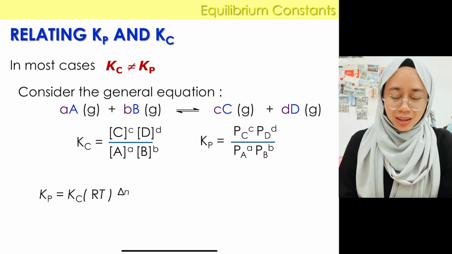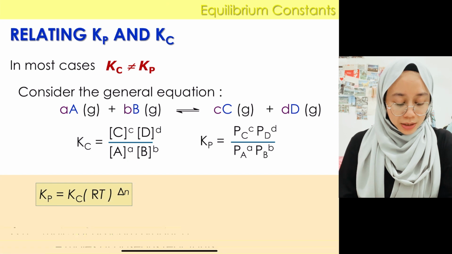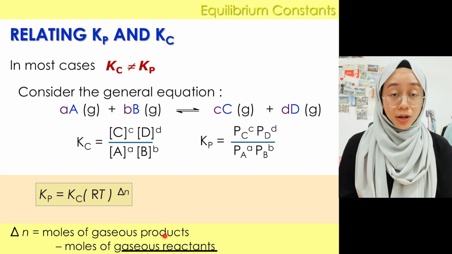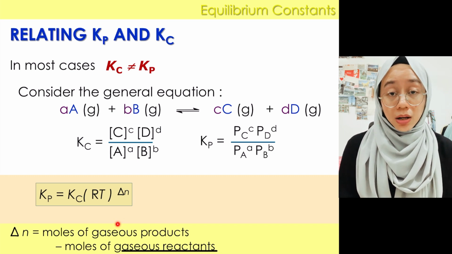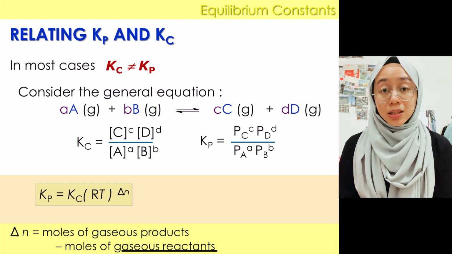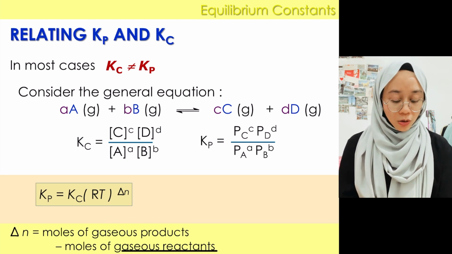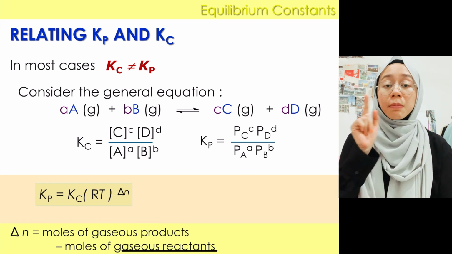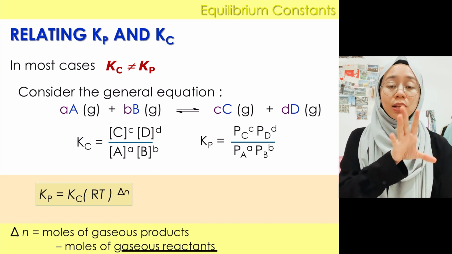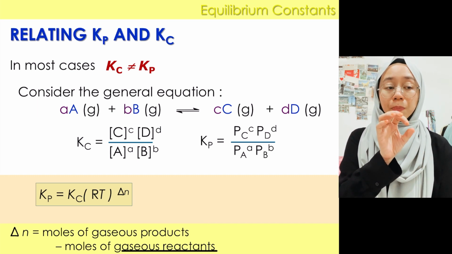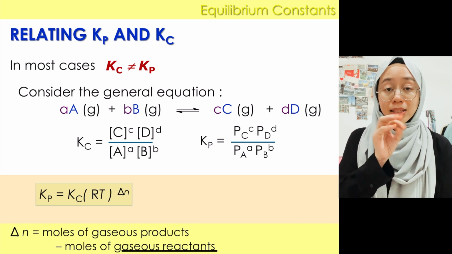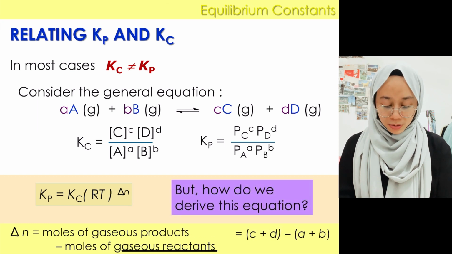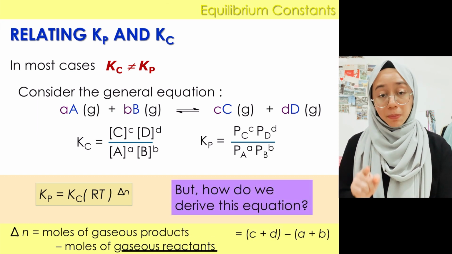So what is the delta n actually? Delta n is actually the difference in the number of moles of the gaseous products. As you can see, they mention gaseous only, so you only look at species that are in the gaseous phase. The moles of gaseous product minus the moles of gaseous reactant. Product minus reactant. Find the products that are gas, and subtract the moles of the reactants that are gas. Basically, delta n equals (C plus D) minus (A plus B).